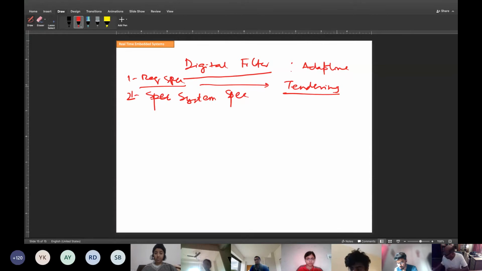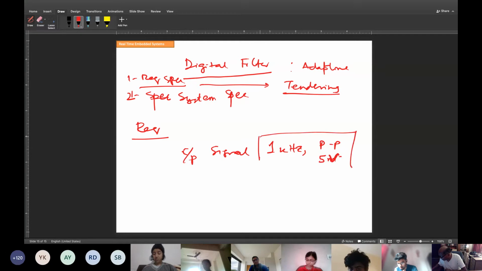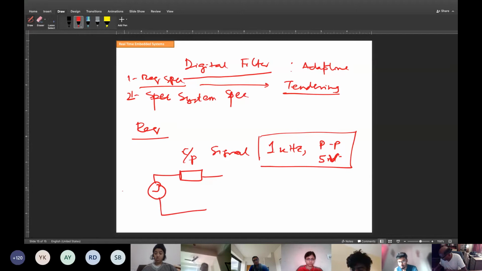What is the requirement specification of the digital filter? The input signal is given. Input signal bandwidth, let's say, is 1 kilohertz, and peak to peak voltage is, let's say, 5 millivolts or 5 volts. So the input signal bandwidth and peak to peak voltage are given. Whenever the input signal is given, the characteristic impedance is also given. This is your input signal Vs(t) and the characteristic impedance Zs, which is called source impedance.